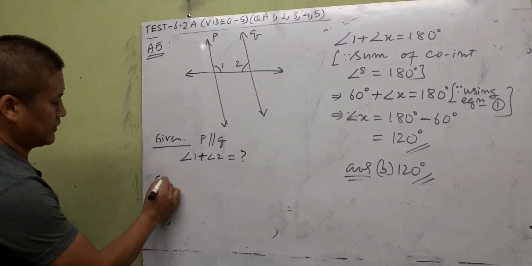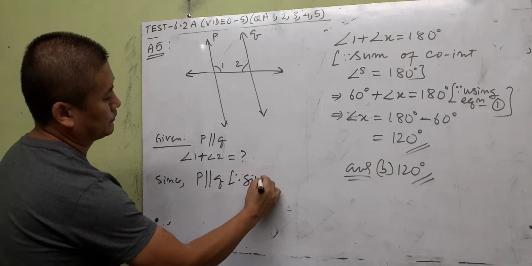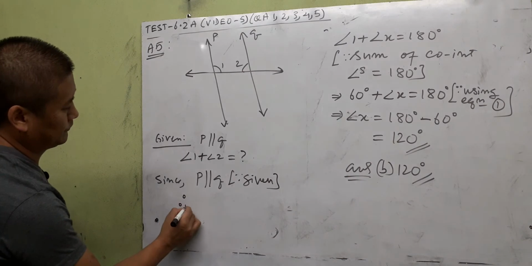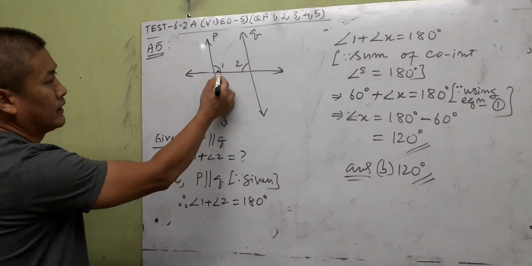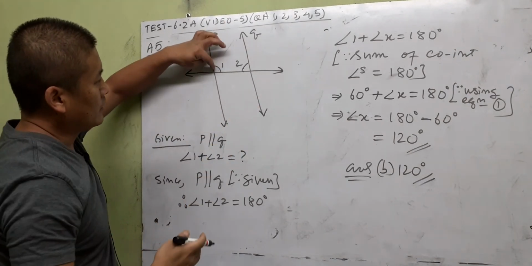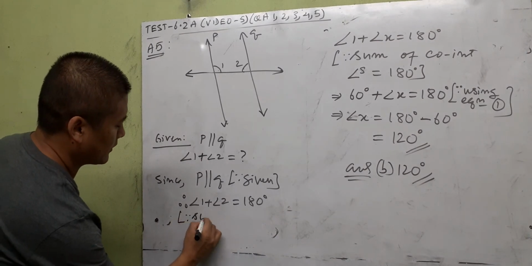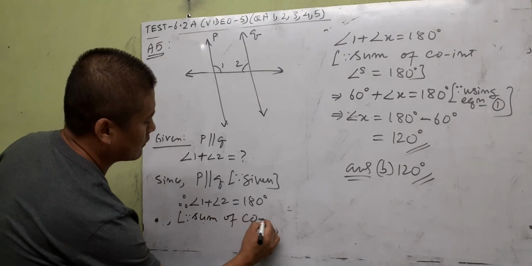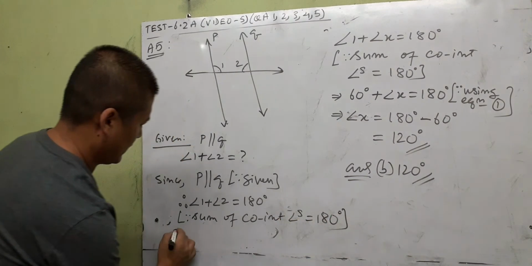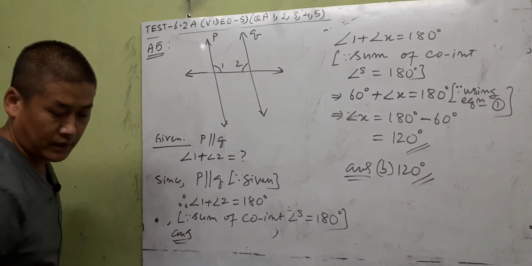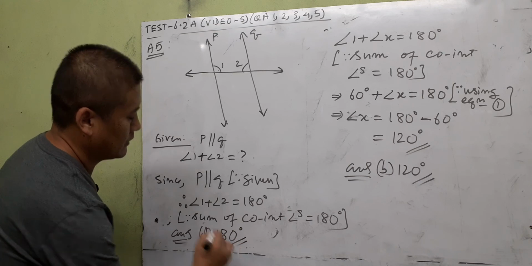So we write down here, since P is parallel to Q as it is given in the question, therefore angle 1 plus angle 2 will be equal to 180 degree, because they are interior angles, two lines parallel, inside angles on the same side of the transversal. So we write here, since we know from our previous class, sum of co-interior angles equal to 180 degree when the lines are parallel. So the answer choice that matches is D, which is having 180 degree.